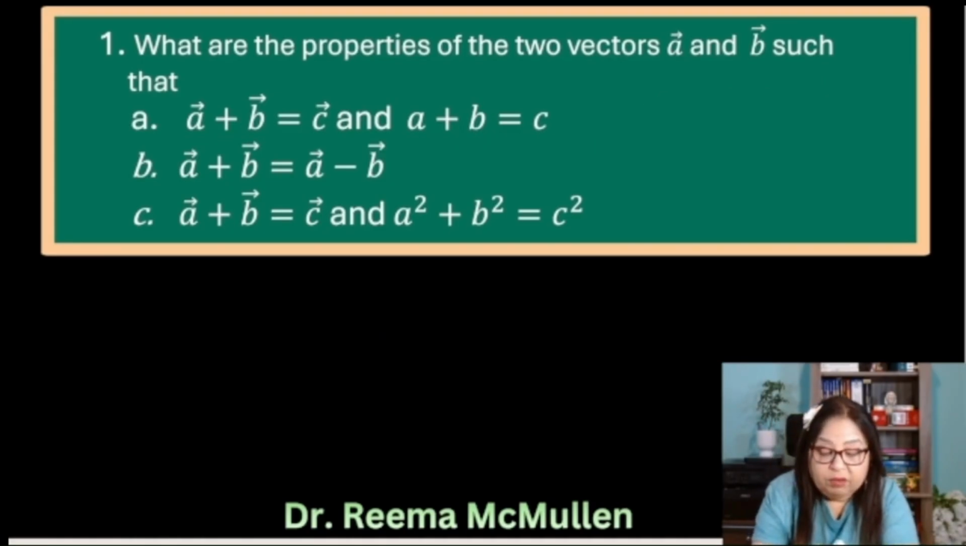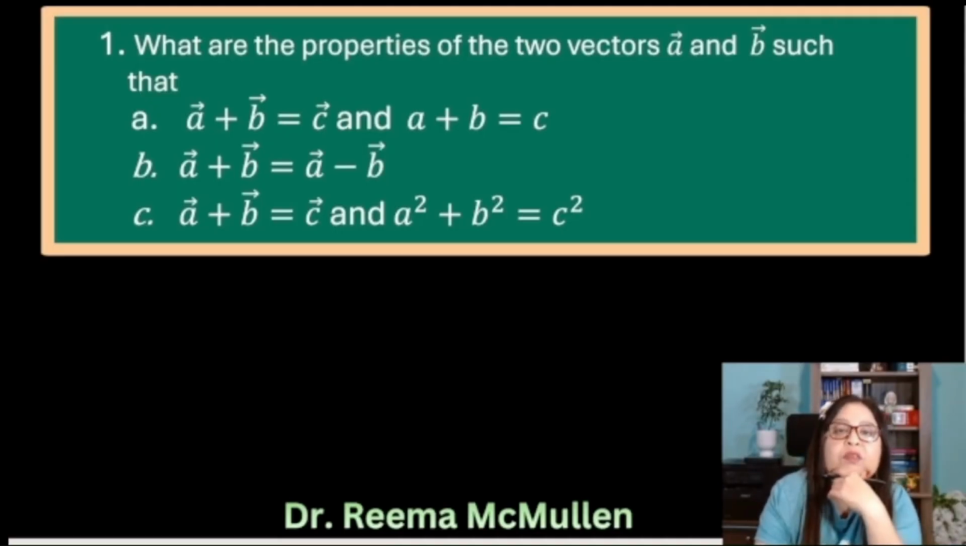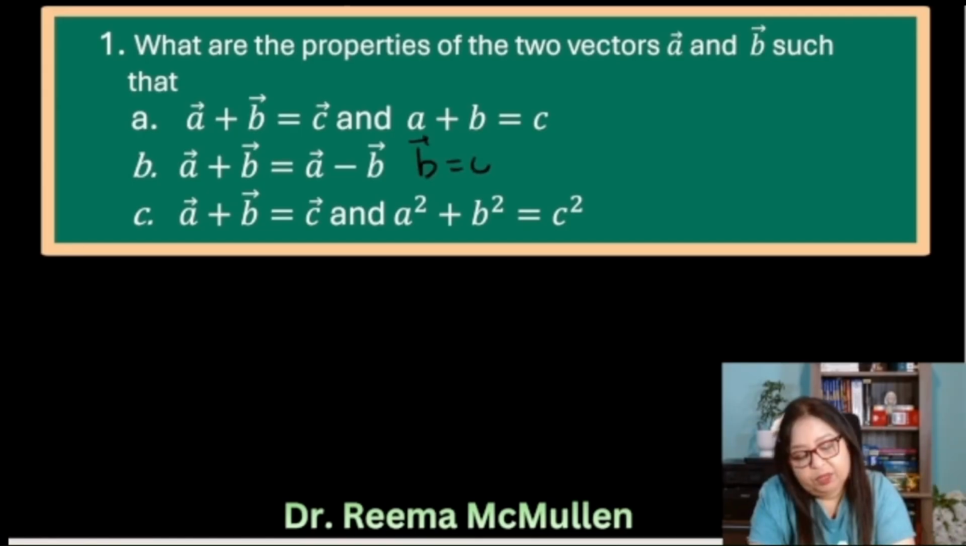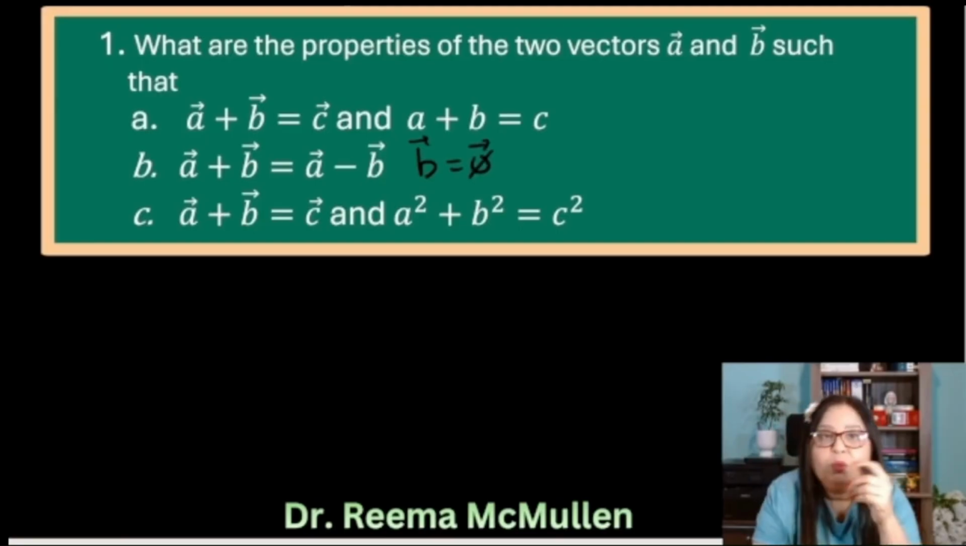Part B says vector A plus B is the same as vector A minus B. When will this be true? When will A plus B be equal to A minus B? This will be true when B is equal to a 0 vector. You can add or subtract a 0 vector from any vector and it wouldn't change a thing. So vector B has to be a 0 vector. Here you go. Simple.